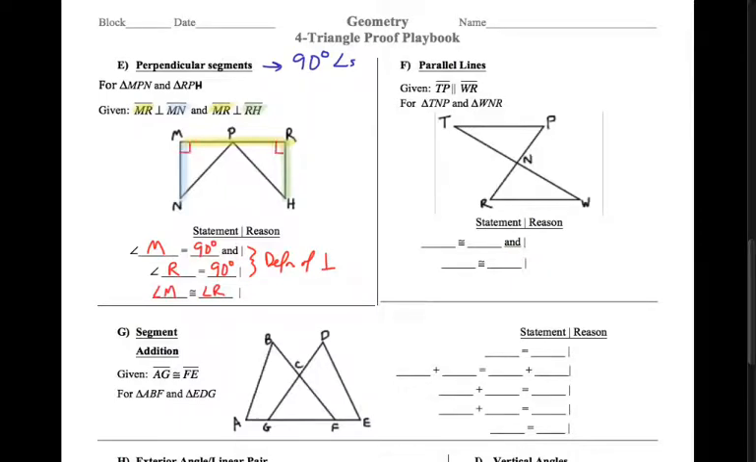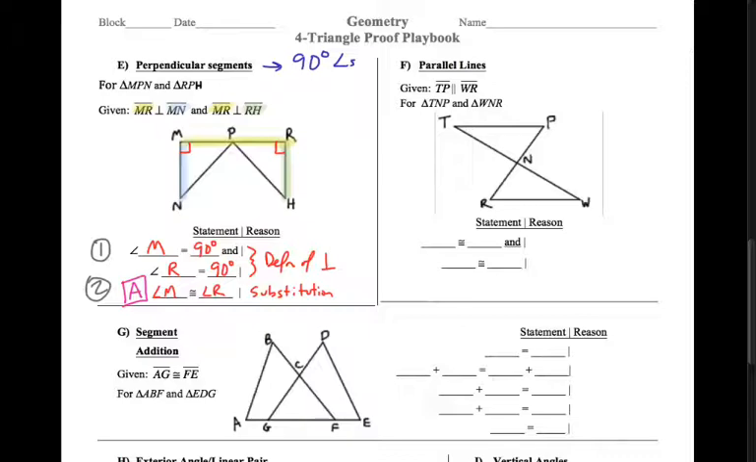What is it called when we switch that around? That's called substitution. So yes, we have these two angles that are congruent, but when we have perpendicular segments, it's a two-step process that makes those congruent angles. Okay, so now we can confirm that this angle of triangle MPN and this angle of triangle RPH are congruent.